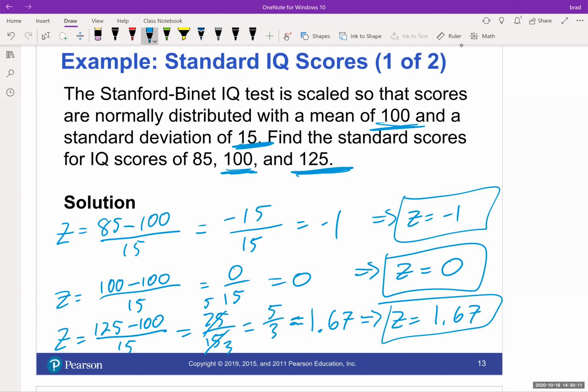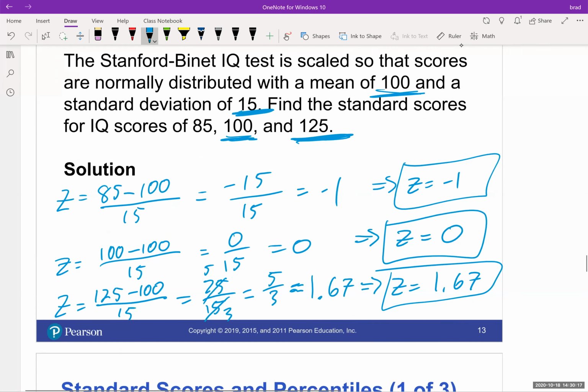Because it's positive, that means you're above the average on the IQ scores. So you're in the upper percentiles, right? This is how you can find z-scores based on information given.